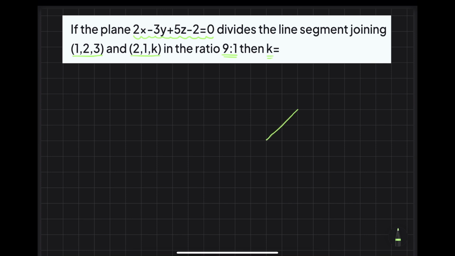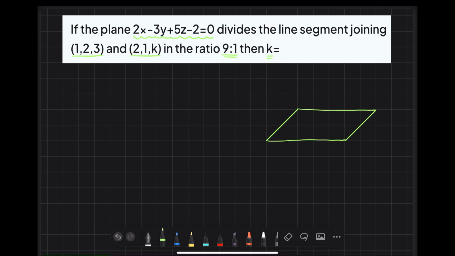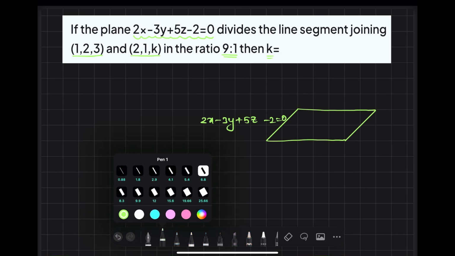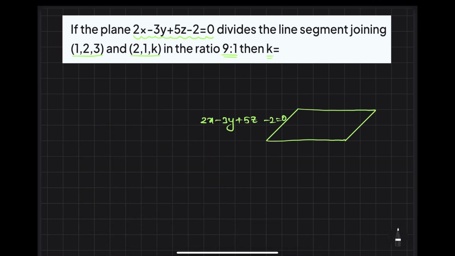First, we will try to draw the diagram of the plane. It's random. You can draw it in any way. Suppose this is your plane, and the plane is 2x minus 3y plus 5z minus 2 equals 0. So, this is your plane. Now, the plane is dividing the line segment.